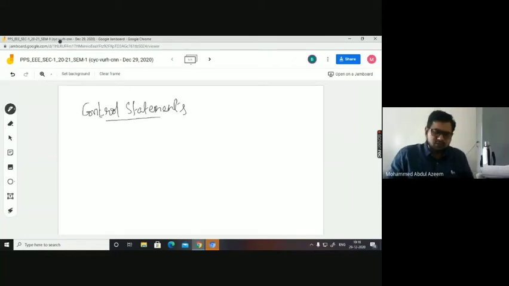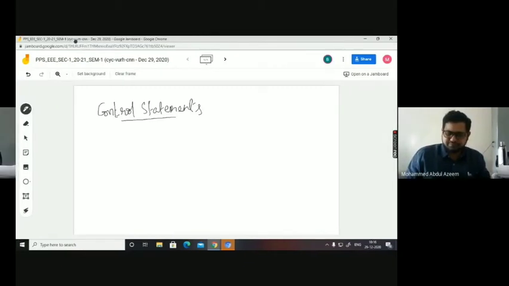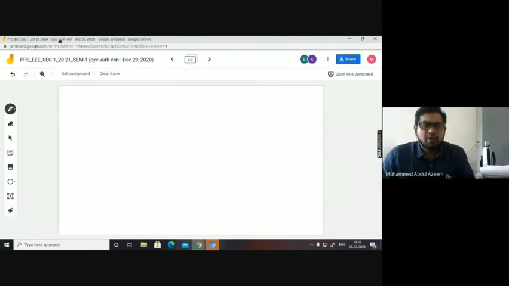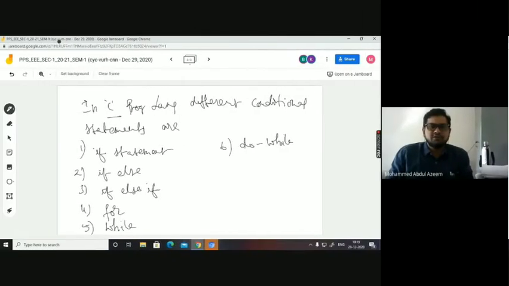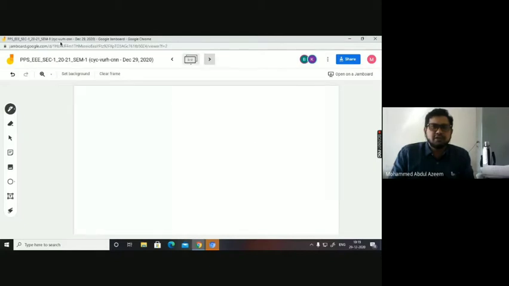We will start control statements. So in C programming language, the different conditional statements that we have, right? We'll see one after the other. We'll see the if statement first.